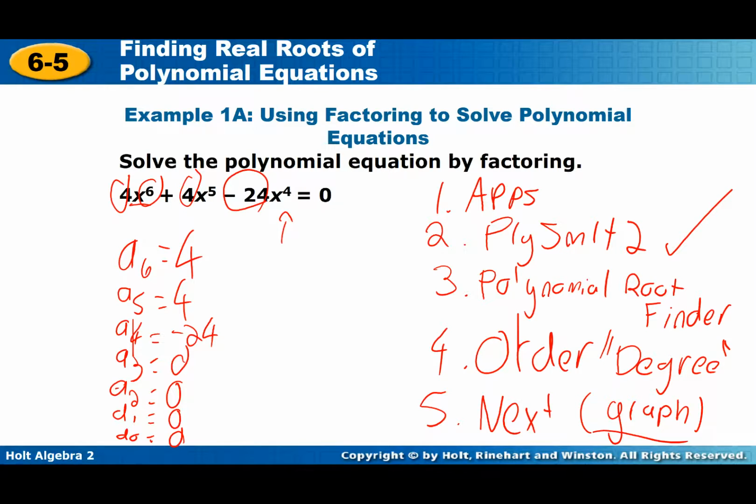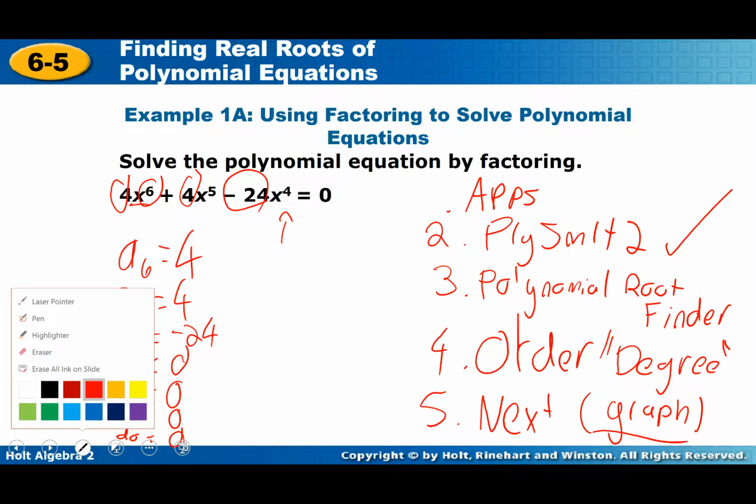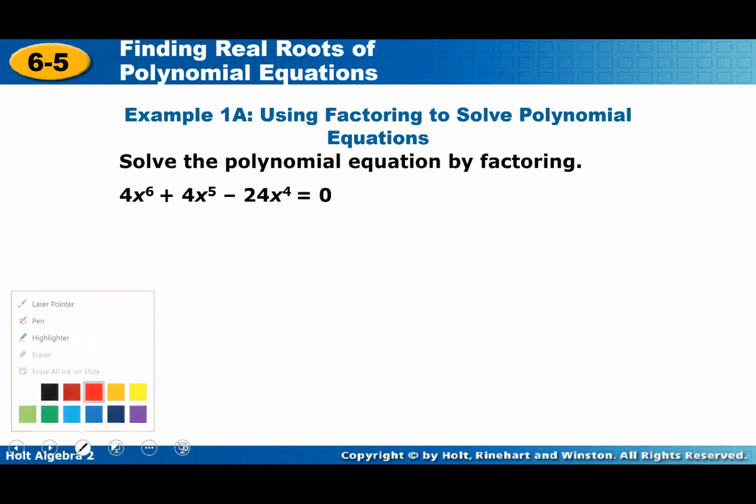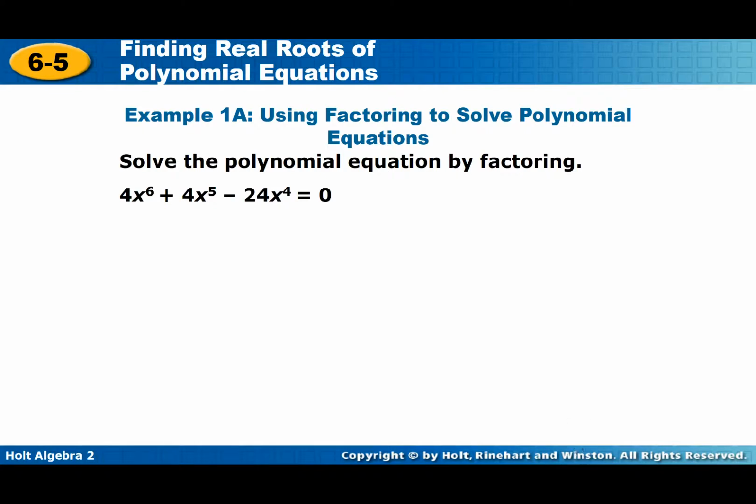You'll see it on your calculator, but now let me show you how you can just do it by hand, okay? For this polynomial, I'm going to try to solve it by factoring, as it says. Noticing the 3 terms here, all 3 terms are divisible by 4x to the 4th. 4, 4, and 24 are all divisible by 4, and each of these has at least an x to the 4th. So that is your GCF, 4x to the 4th.